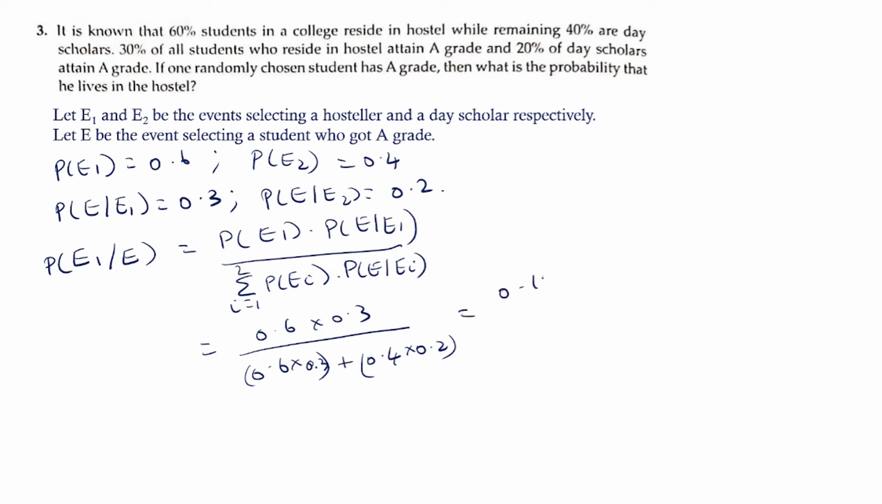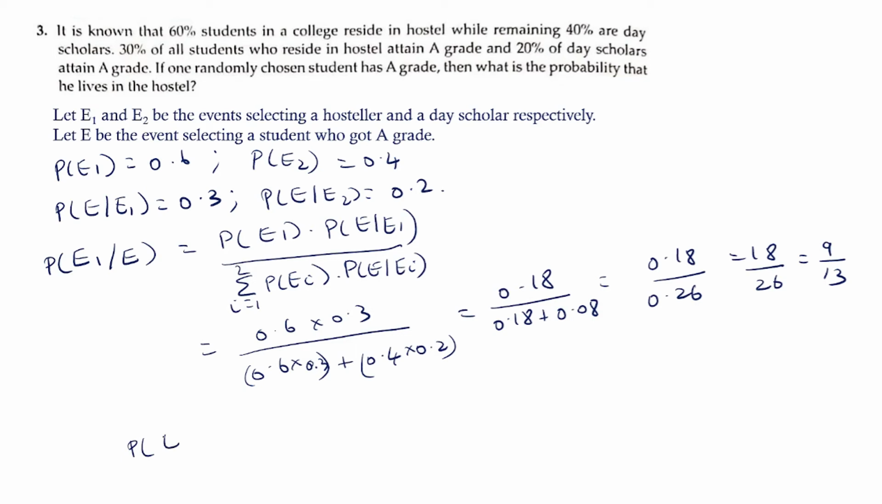So it is 0.18 upon 0.18 plus 0.08, which is 0.18 upon 0.26. This is 18 by 26, or it is 9 by 13. So probability of E1 given E is equal to 9 by 13.